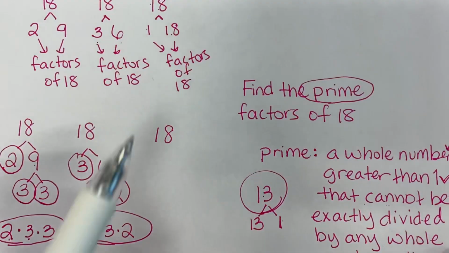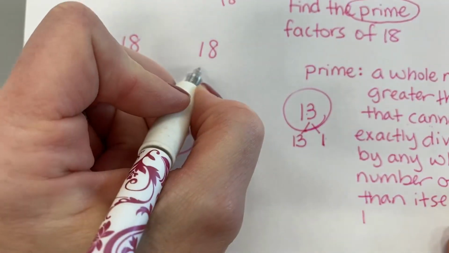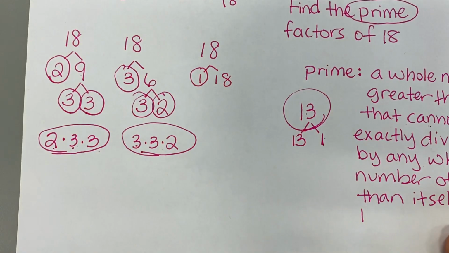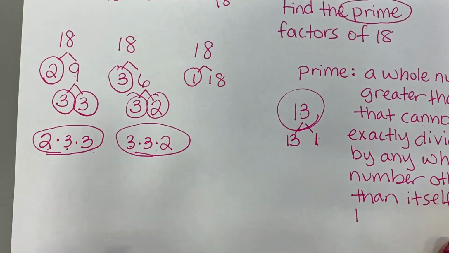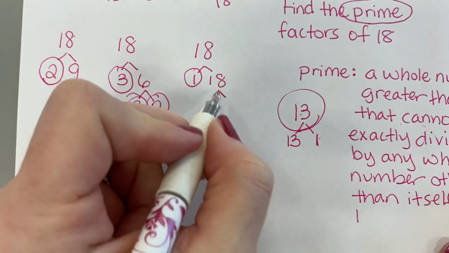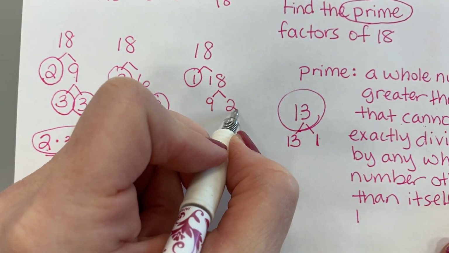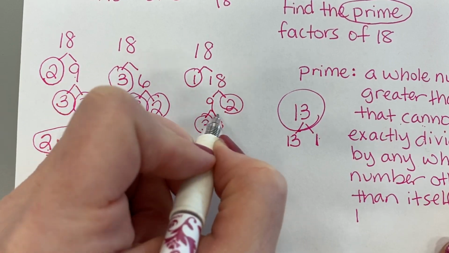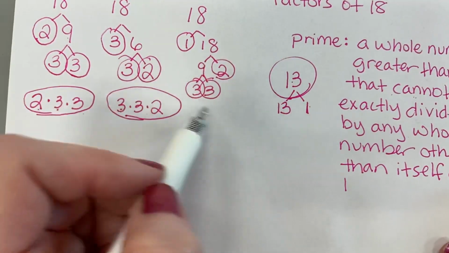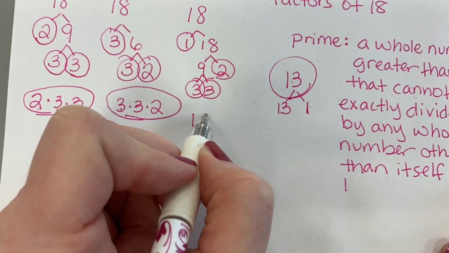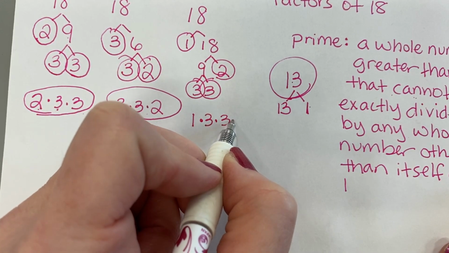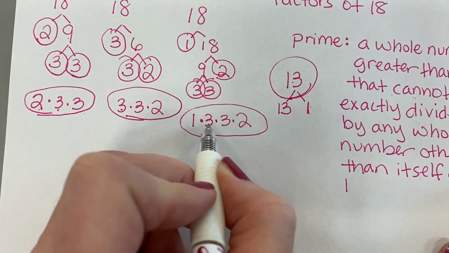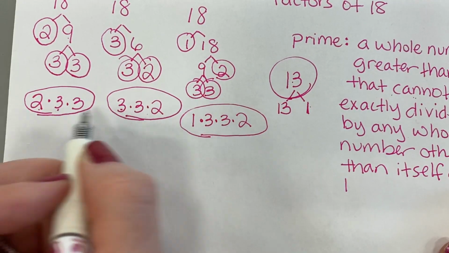And even if we use 1 and 18 here, 1 we would circle. And then 18, we could do 9 and 2, prime. And then we could do 3 and 3, prime, prime. And if we brought these down, if we did 1 times 3 times 3 times 2, we could say those are our prime factors. Notice 2 3s and a 2, just like these.